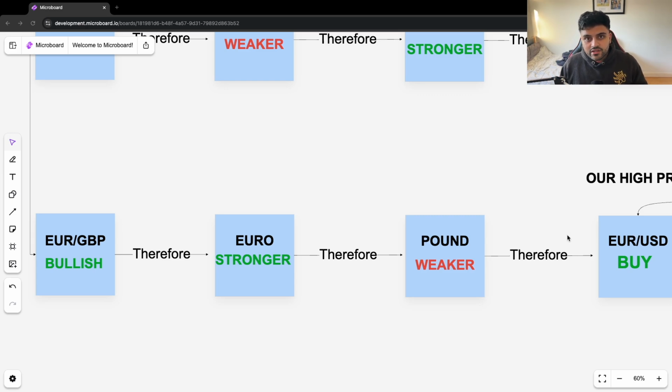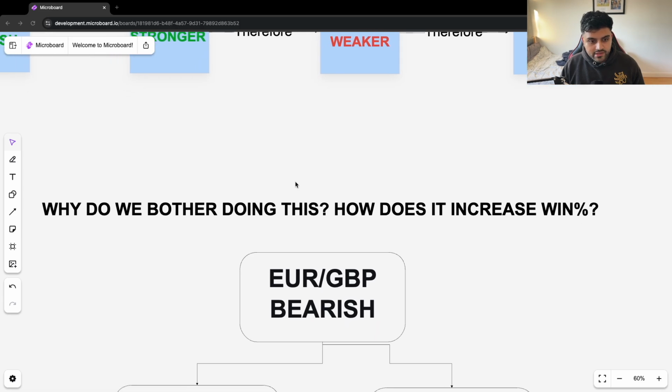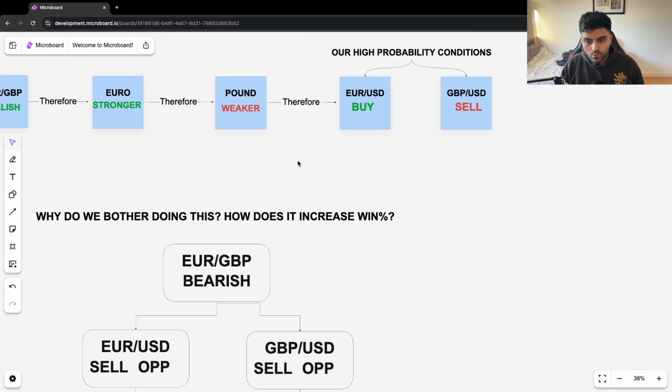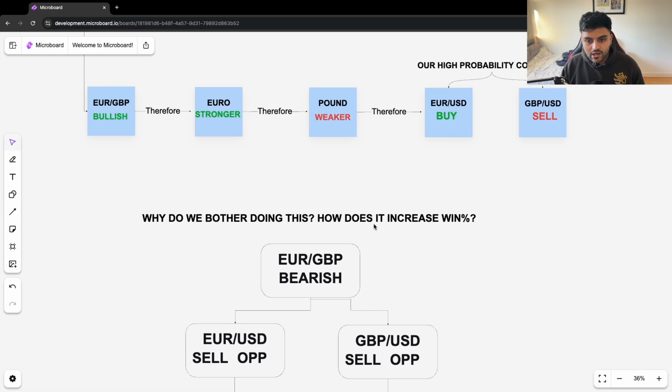You can actually go and backtest it yourself, okay? I'm just giving you the foundation of what you can use to further your bias into either selling or buying whichever currency pair you're trading. So the next thing we need to move on to is, why do we bother doing this, and how does it increase our win rate?